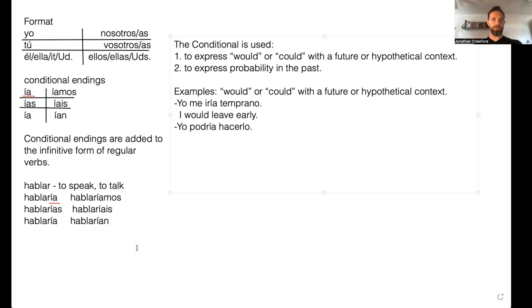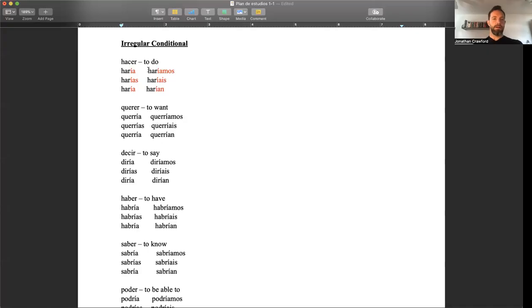Yo podría hacerlo. I should probably mention before we move on that there are some irregular conditional verbs, and podría is one of them. And so let me stop sharing this. Before we move on, let me just show you those irregular conditional tense verbs. They happen to be the same ones as the future tense verbs that are irregular.